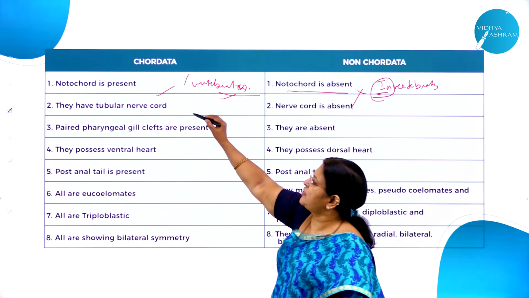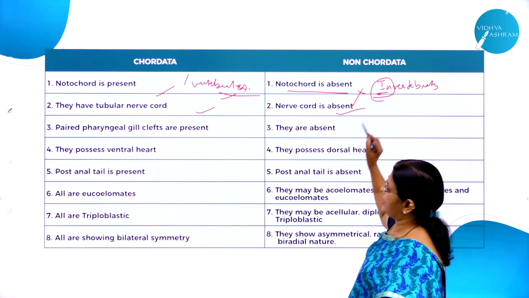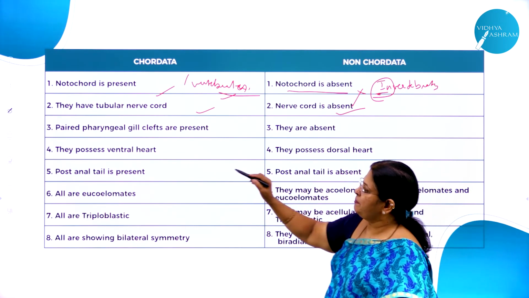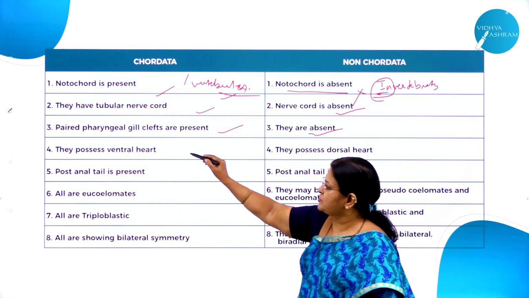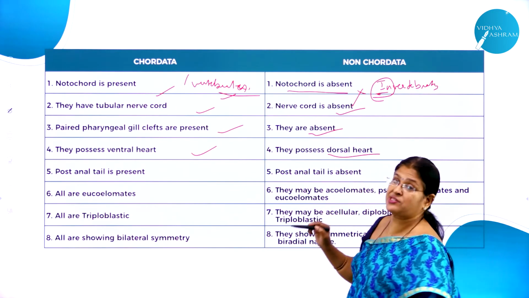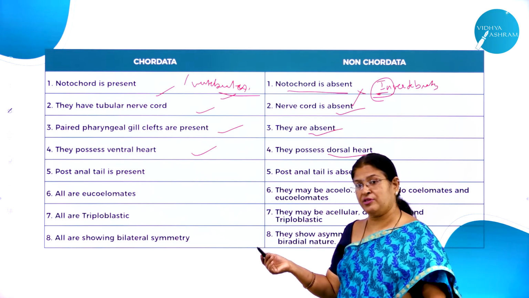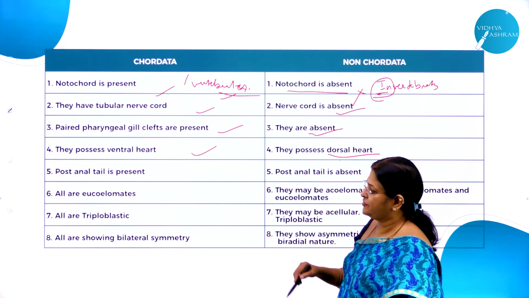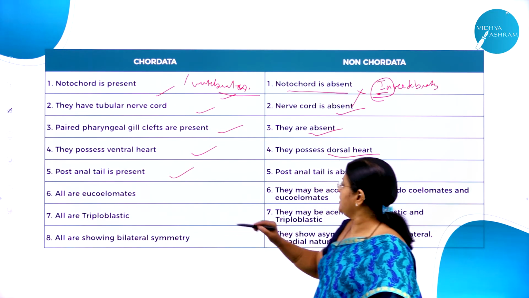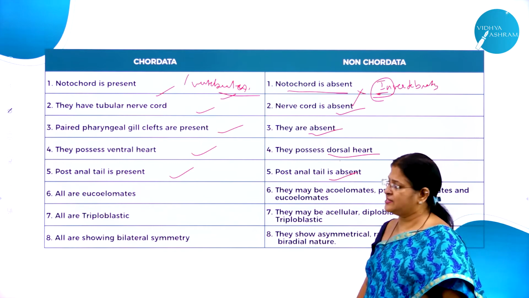They have a tubular nerve cord. Nerve cord is absent in case of invertebrates. Paired pharyngeal gill clefts are present. They are absent. Then they possess ventral heart. They possess dorsal heart. Here the heart is located on the ventral surface of the body. Here the heart is located on the dorsal surface of the body. Post-anal tail is present. Post-anal tail is absent.